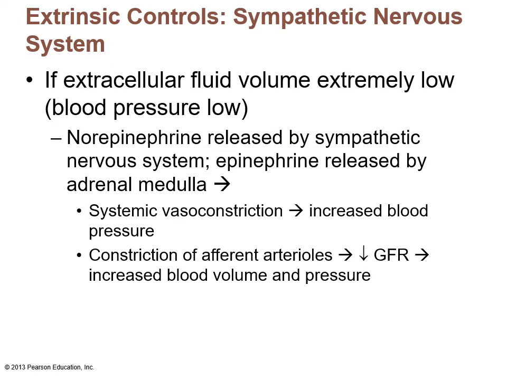So your extrinsic controls. Sympathetic system. If extracellular fluid volume is extremely low, like in the case of low blood pressure, norepinephrine is released by the sympathetic nervous system and epinephrine is released by the adrenal medulla. That causes increased systemic vasoconstriction, which is going to increase your blood pressure, and that constriction of the afferent arterioles decreases glomerular filtration rate. Because you're not filtering as much blood and producing as much urine, you're going to increase blood volume and pressure. And this is what I was trying to tell you earlier, and I'm just reinforcing it here.